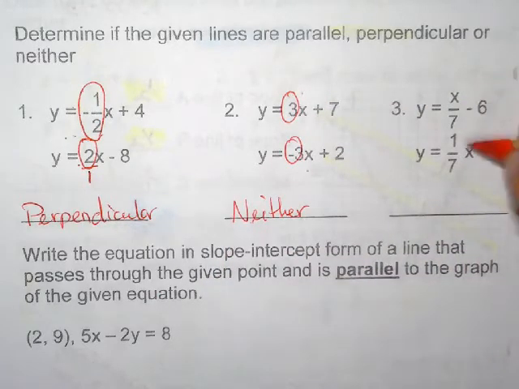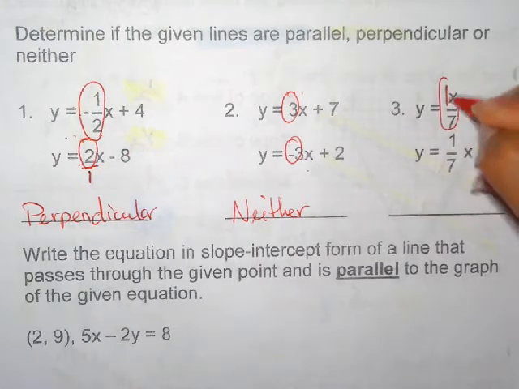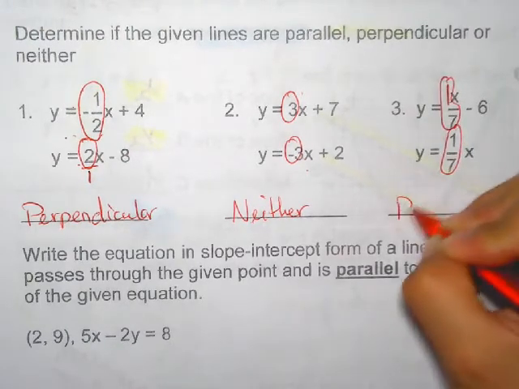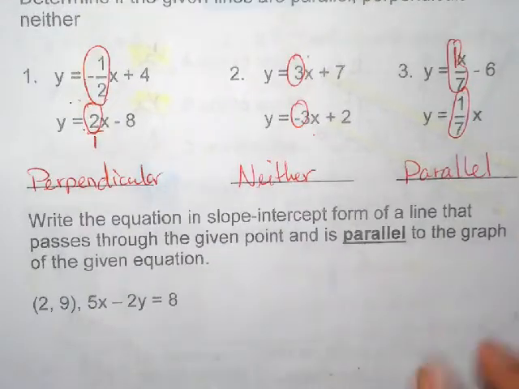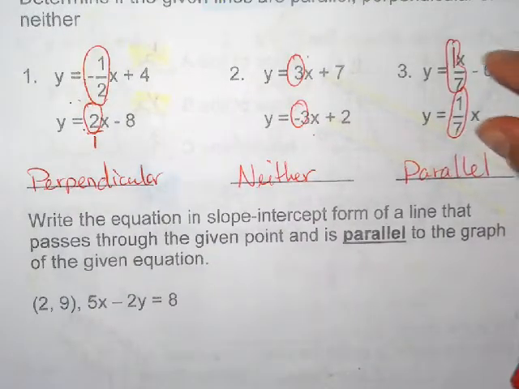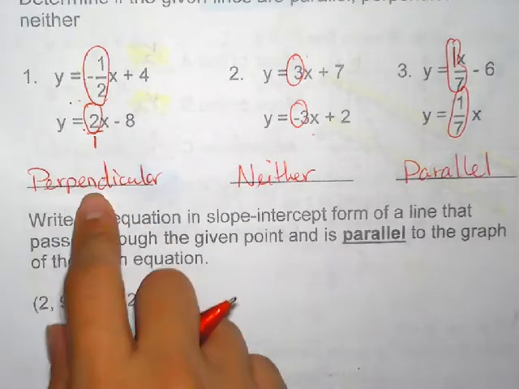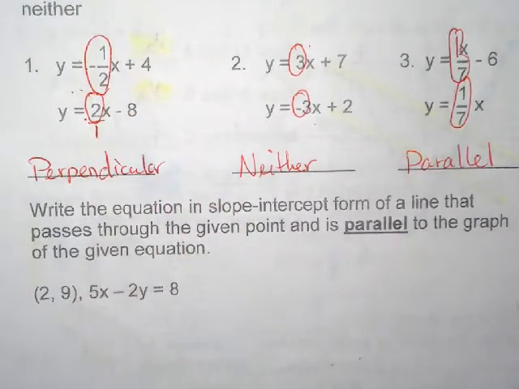If there's nothing in front of the x, there is a 1. So here's my slope and here's my slope. Very good. Parallel because they're exactly the same. Also, you can always graph them. Parallel is really easy to see when they're parallel. Perpendicular, not so easy. Sometimes you can kind of tell, but if they get really big, it's kind of hard to tell. It's easier just to go by the slope.